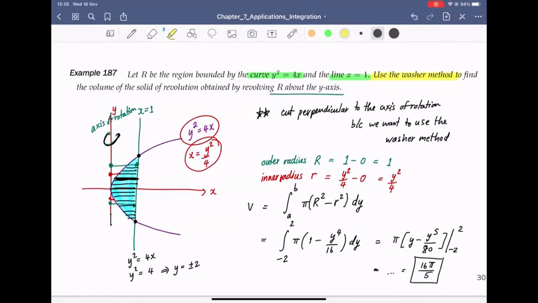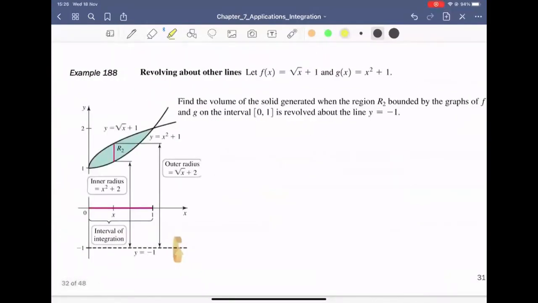All right, let's move to the last one for this section, example 188. This is gonna answer the previous question that he asked at the beginning. Let's suppose that we have the region R, which is what I highlight here. And then now we are going to rotate about another line, for example, y equal to -1, x equal to 1, or something, whatever. So let's see how we approach this.